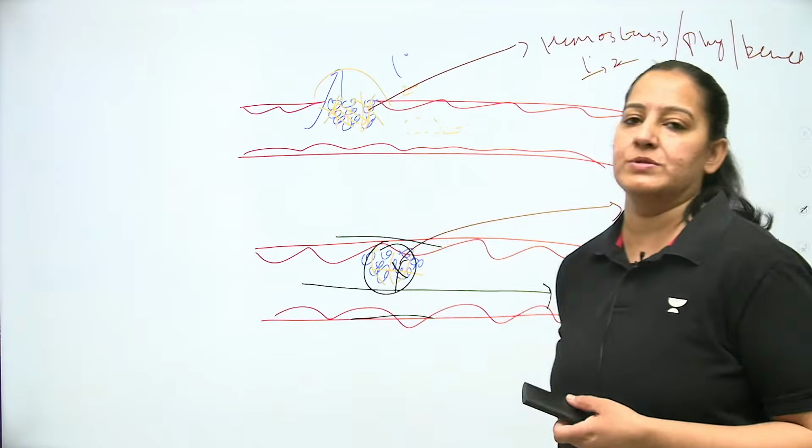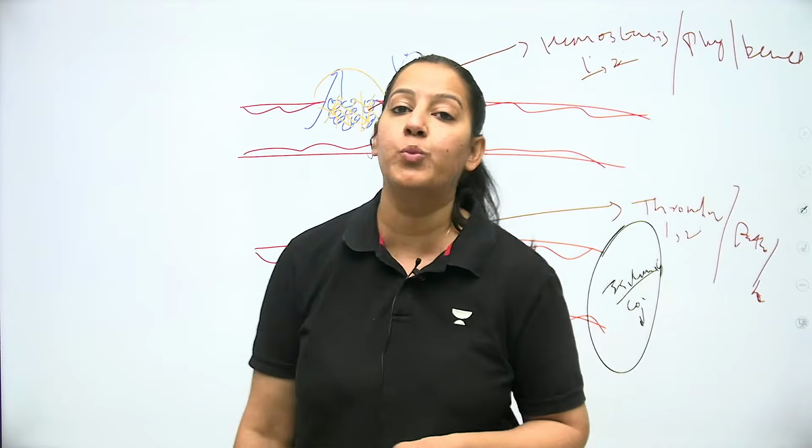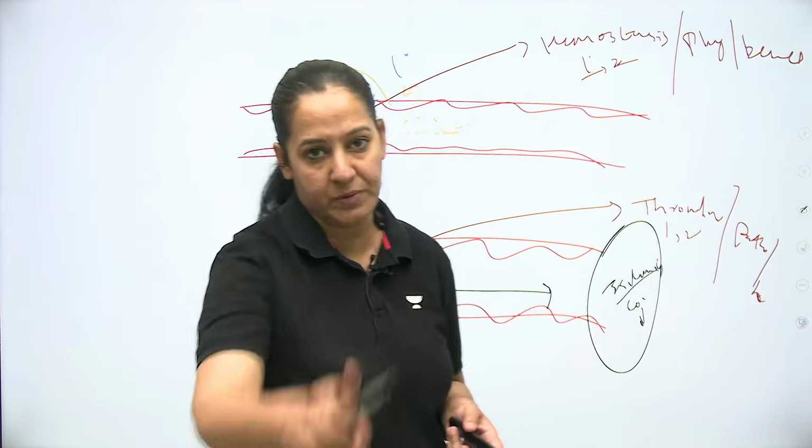So that is the definition of thrombosis. Thrombus is formation of a clot without injury. The word to be picked here is without.